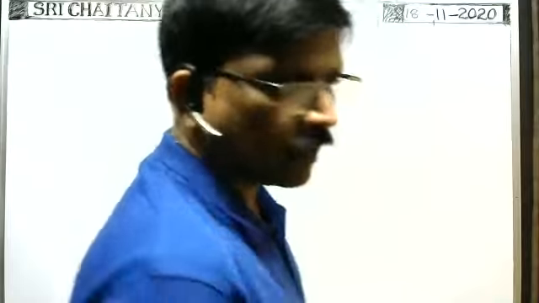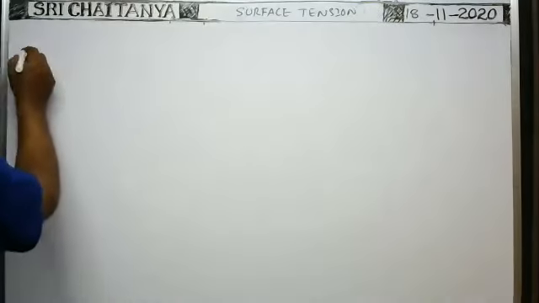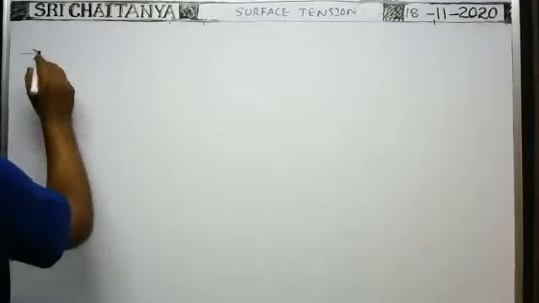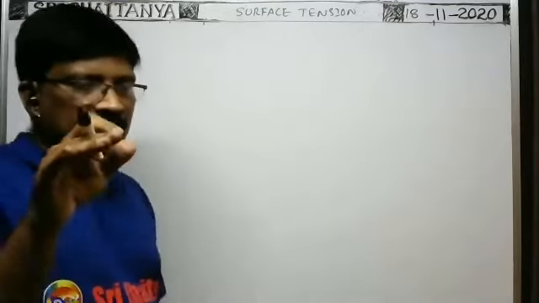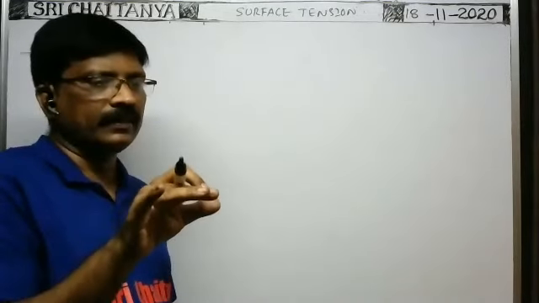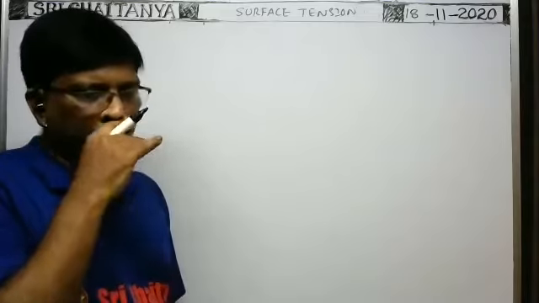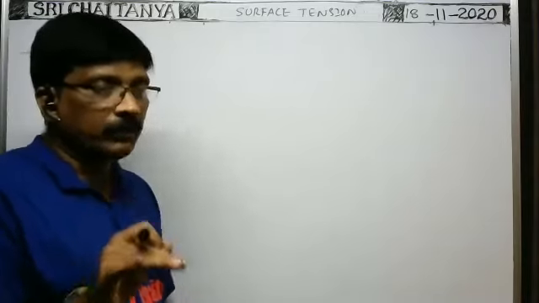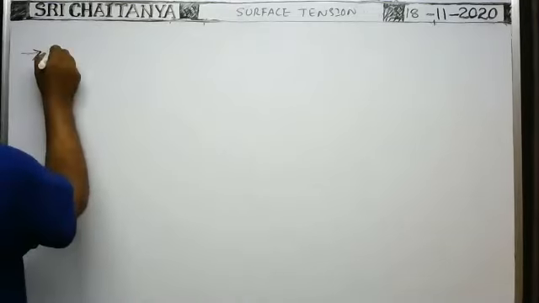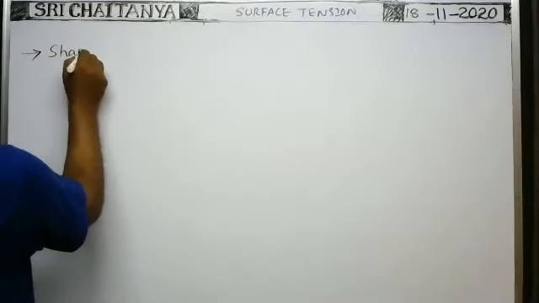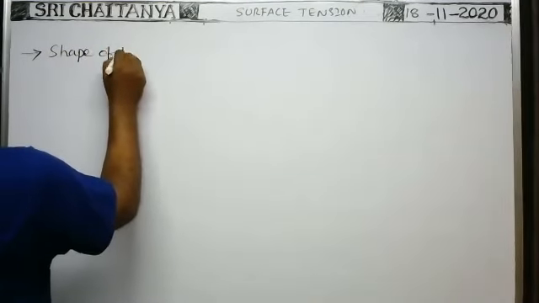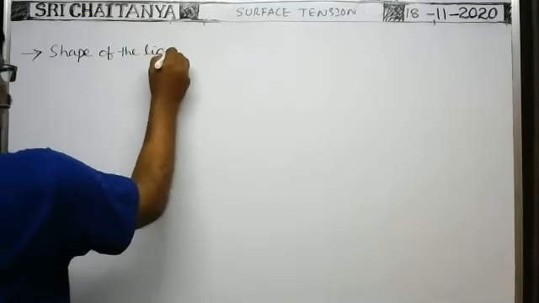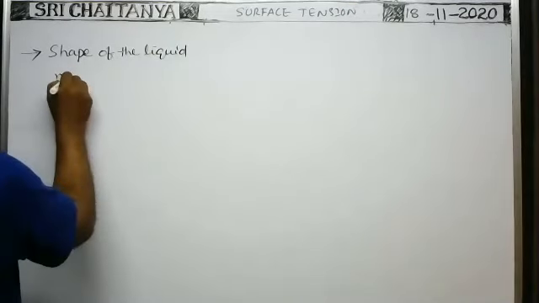Okay. So now, shape of the liquid meniscus. Meniscus means the surface of liquid in contact with the solid is called meniscus. So I want to discuss the shape of the liquid meniscus.